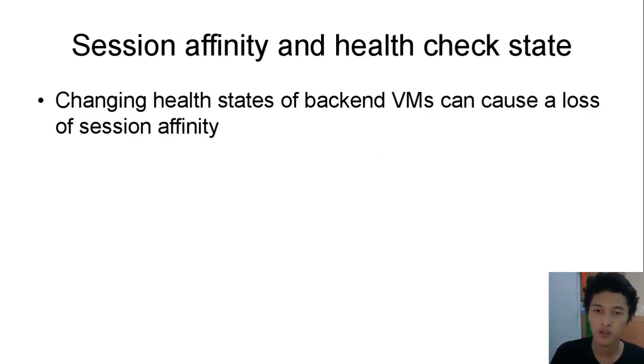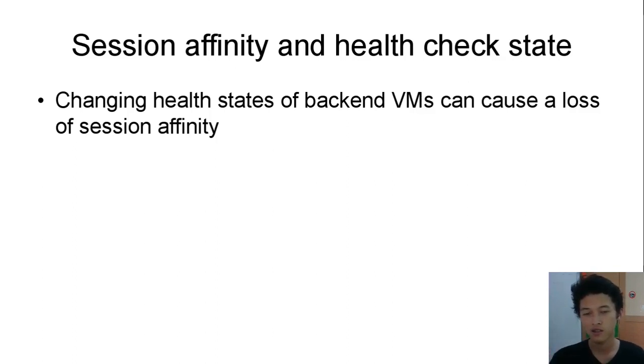The last topic is session affinity and health checks. A change in the state of the backend VMs can cause loss of session affinity. For example, say a particular user's session is tracked on VM A, and because of a lot of traffic, the VM becomes unhealthy. Let's say the rule you define is CPU usage above 80%, and there is at least one other healthy backend VM. When that happens, an internal load balancer will not distribute connections to the unhealthy VM. So if a client had session affinity with that unhealthy VM, it will be directed to another healthy VM.